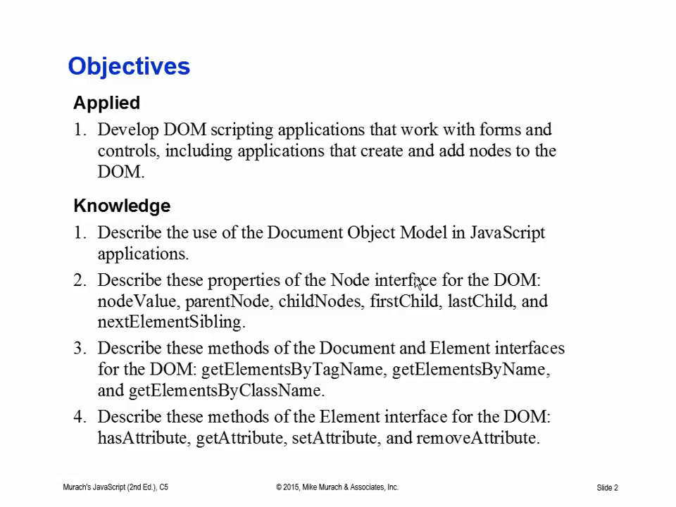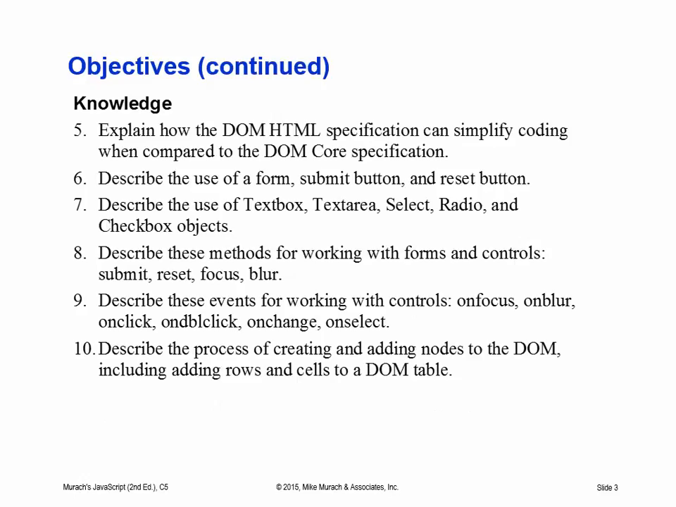Describe these methods of the document and element interfaces for the DOM: get elements by tag name, get elements by name, and get elements by class name. Describe these methods of the element interface for the DOM: has attribute, get attribute, set attribute, and remove attribute. Explain how the DOM HTML spec can simplify coding when compared to the DOM core spec.